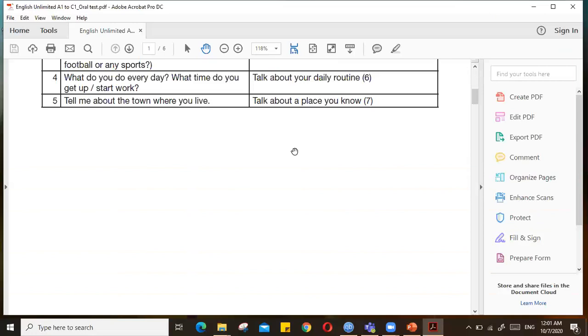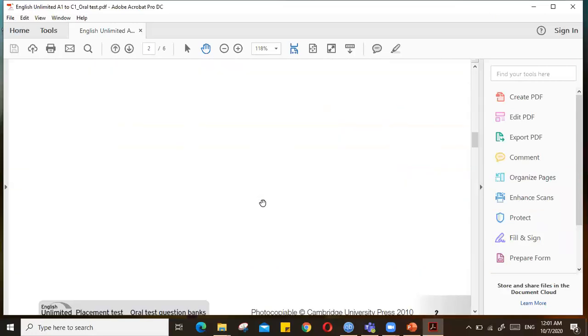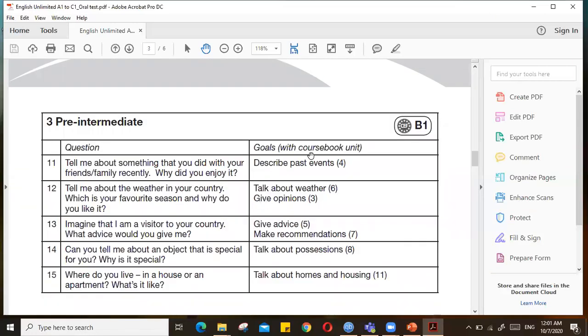Okay, and please, guys, when we tell you that your student is in the pre-intermediate level, the written test is in the pre-intermediate level. So don't rely a lot on starter and elementary questions. Okay, just ask them general questions and just stick immediately to the pre-intermediate questions.